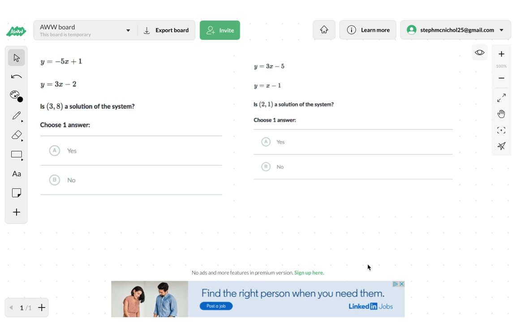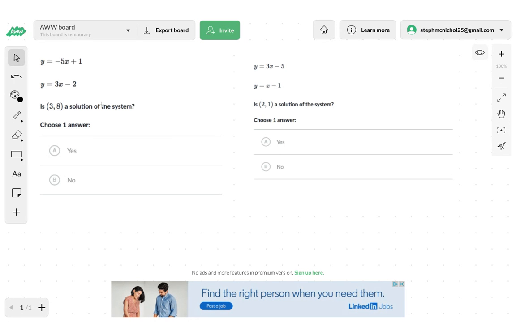Hey everyone, we are starting a new unit on systems of equations, which is what we did this year when we were in the building. We're starting off a little bit simpler and we're looking at a system of equations. So if you see here on my left, there's two equations, which is a system. So you have y equals negative 5x plus 1 and y equals 3x minus 2.